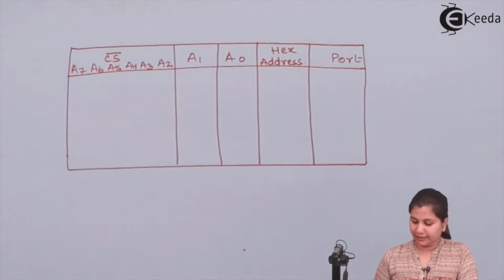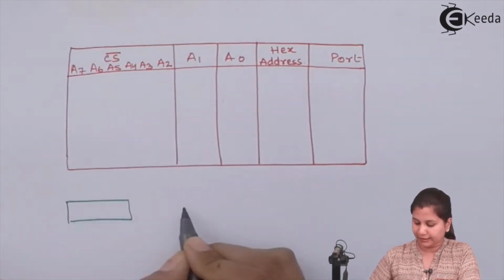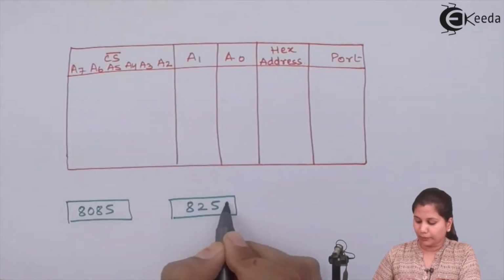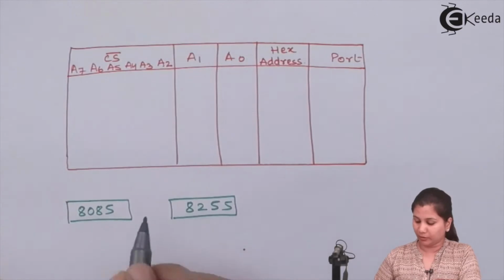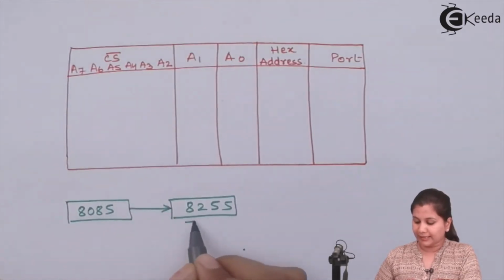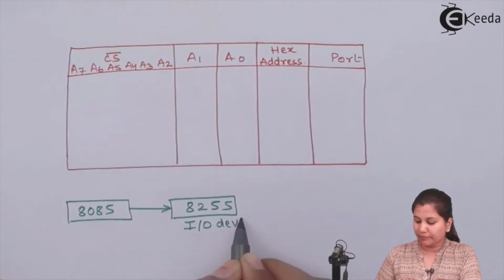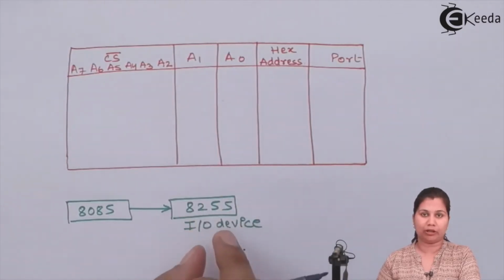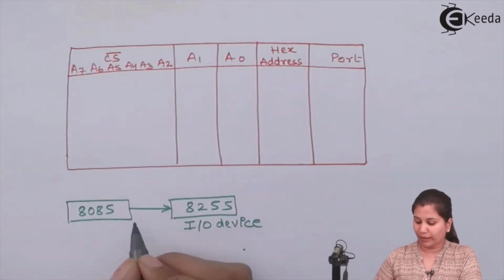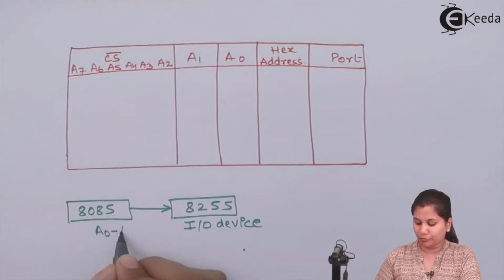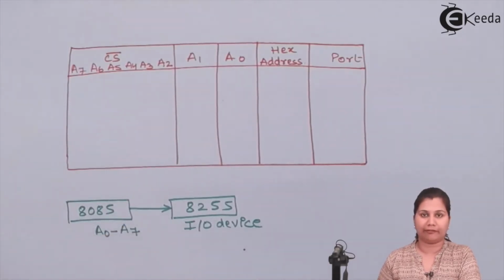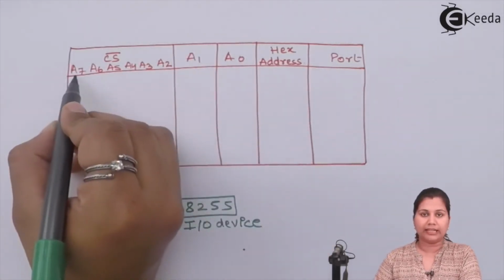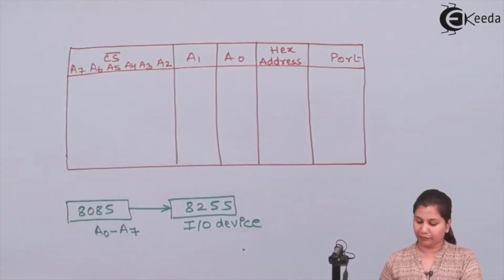So when the microprocessor communicates with it, it is acting as an input output device. So some address will be provided by the microprocessor to select this input output device. This address is provided by the 8 address lines A0 to A7 of the 8085. So we have written here A0 to A7, the 8 address lines of the 8085 microprocessor.